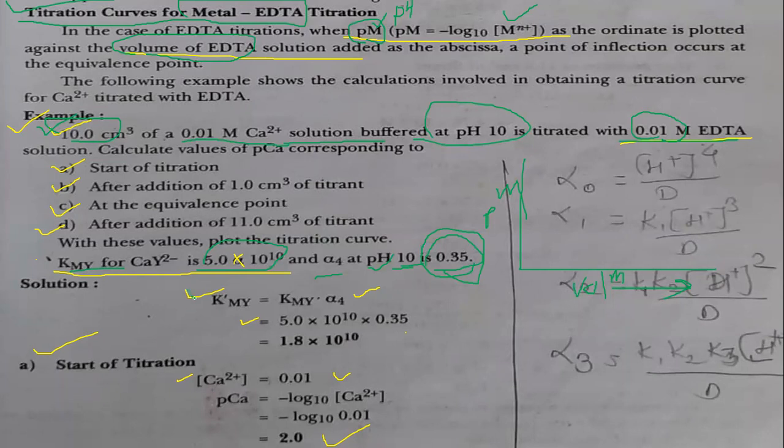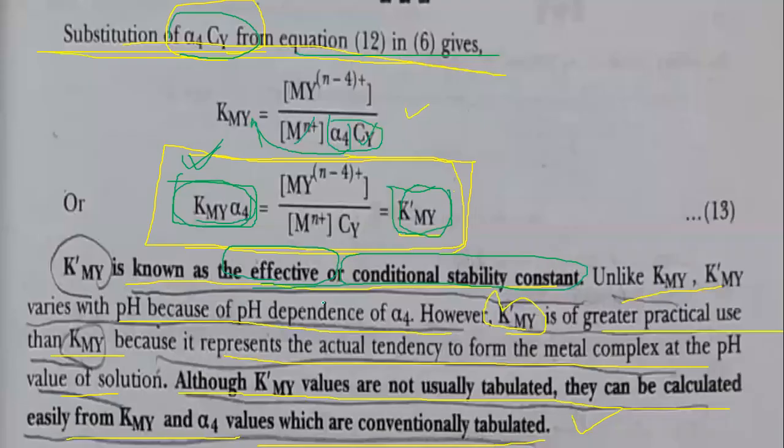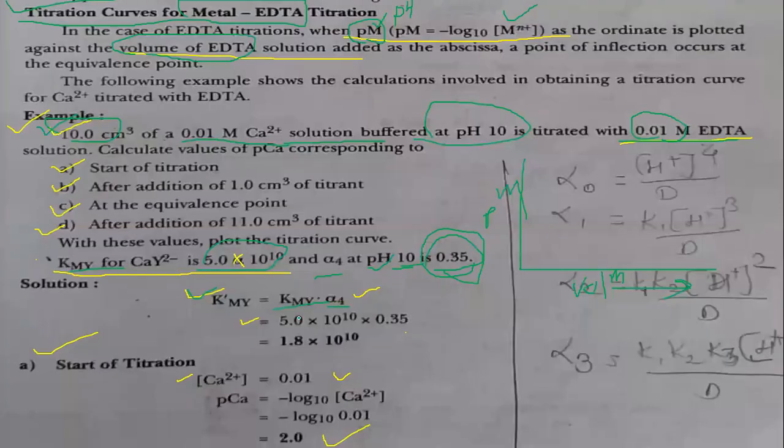Now, how to find out K-my? You have the formula K-my is equal to KMY into alpha 4. So put the values. What is K-my? It's 1.8 into 10 raised to 10. Now at the start of titration, the concentration of Ca2 plus ion is how much? 0.01 molar. Therefore, PCA is equal to negative log of Ca2 plus ion. So the value of PCA is 2 at the start of titration.